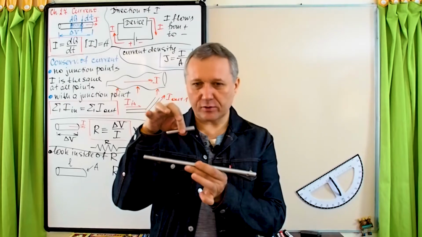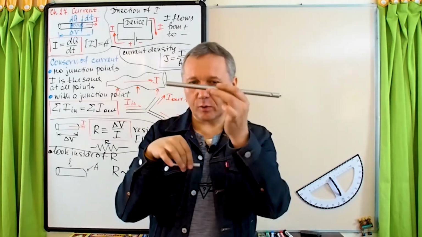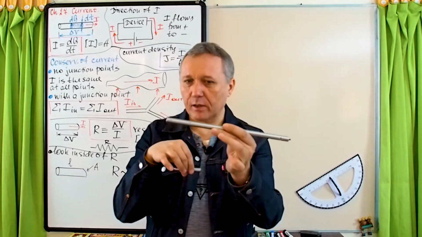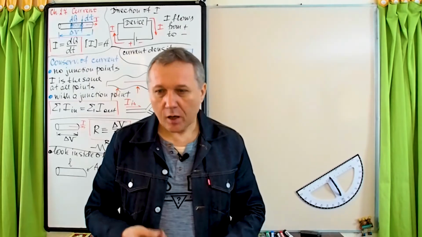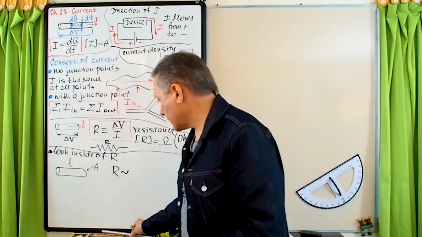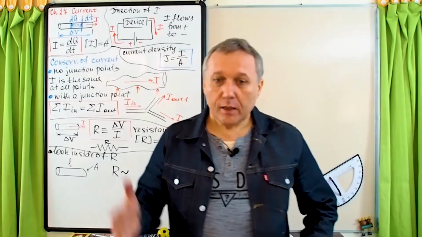Usually students don't have any troubles giving me the right answer, right? It's obvious. The longer one is going to have larger resistance. And the justification is quite simple, because what is resistance from the microscopic point of view?